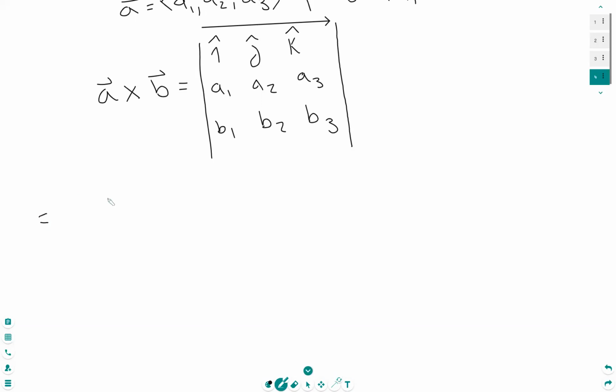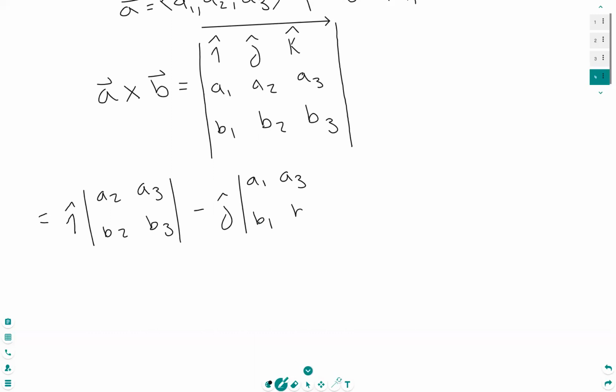equal to i hat times the determinant of A2, A3, B2, B3, minus j hat times the determinant of A1, A3, B1, B3, plus k hat times the determinant of A1, A2, B1, and B2.